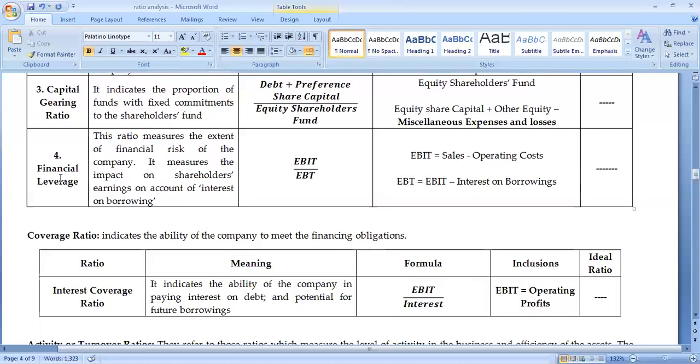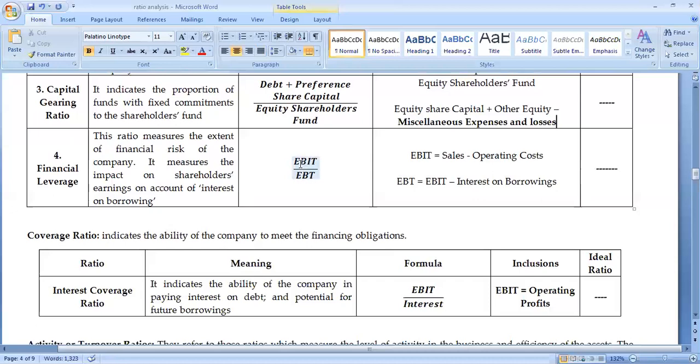It measures the impact on shareholders, obviously, because the earnings before interest and tax will be considered, along with how well the earnings, that is earnings per share, will be considered here. So for that reason, financial leverage plays a very important role, and it directly impacts the shareholders as well.